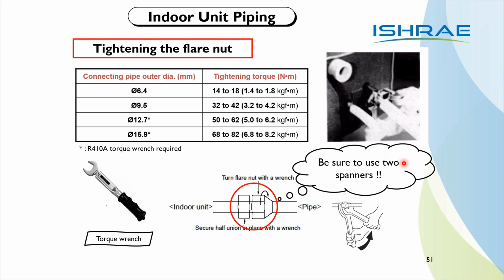Then tightening the flare nut. Now look at this. It shows very clearly what should be the torque that you need to apply when tightening. You have to follow this specification. You have to use a proper torque wrench only. For example, it says if you are having a 6.4 diameter copper pipe, the torque that you need to give is 1.4 to 1.8 kgf per meter. So that is the torque that you need to get. And always use 2 spanners. You can use 2 torque wrenches, or 1 torque wrench can be used to tighten the flare nut, and 1 normal spanner can be used just as a lever to your union.